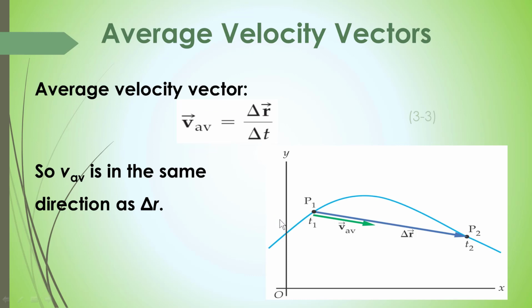Average velocity vector: the formula for average velocity is delta R over delta T. So we can see that the displacement vector and the average velocity vector should be directed along the same line, because average velocity is equal to delta R over delta T. So the direction of delta R and the direction of V average should be the same. If this is starting point P1, this is ending point P2, and this is the direction of the displacement vector, then the direction of average velocity must be the same as that of the displacement vector.